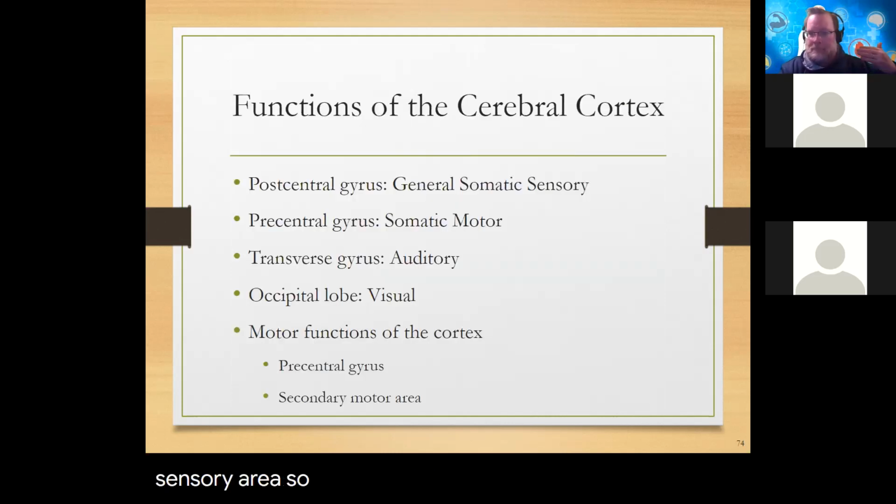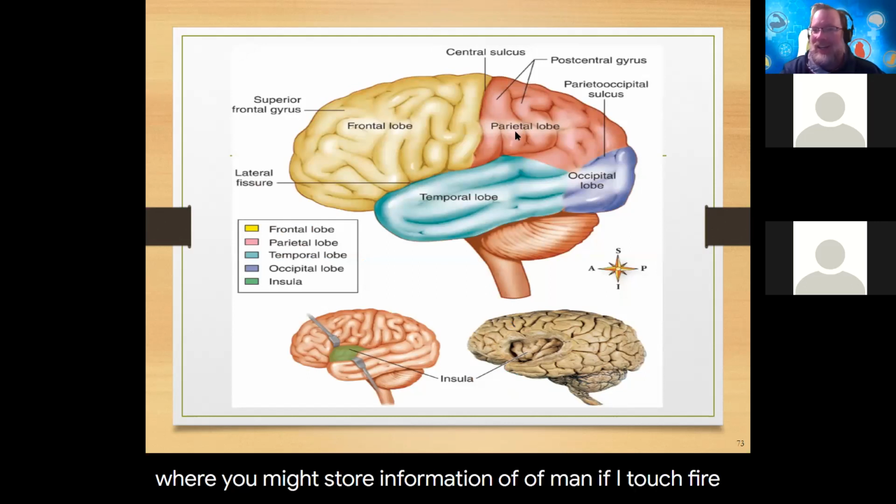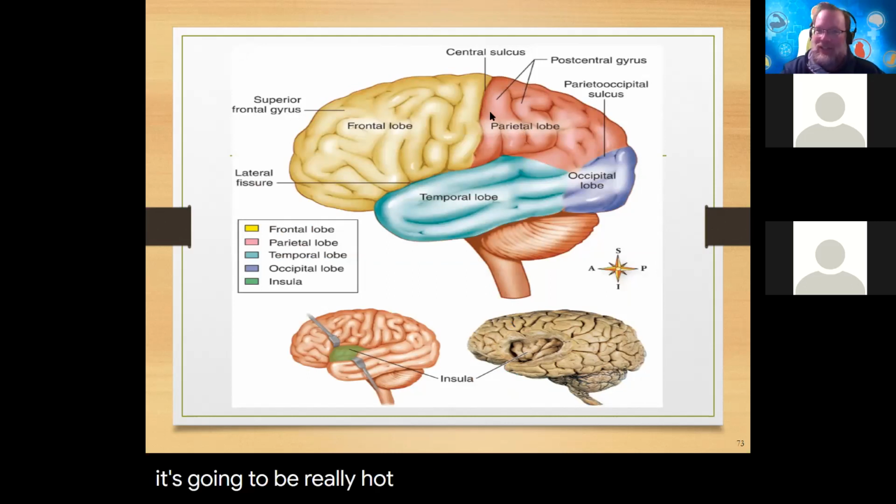So, your general sense of touch. This is where you might store information of, man, if I touch fire, it's going to be really hot. Or if I touch ice, it's going to be really cold. If I touch velvet, it's going to be really soft. If I touch sandpaper, it's going to be rough. A lot of that is stored here. So those terms we give to those general somatic senses, that's where they're going to be stored.